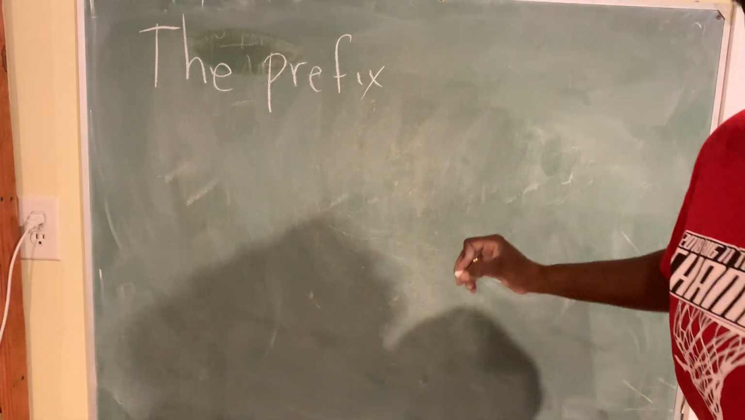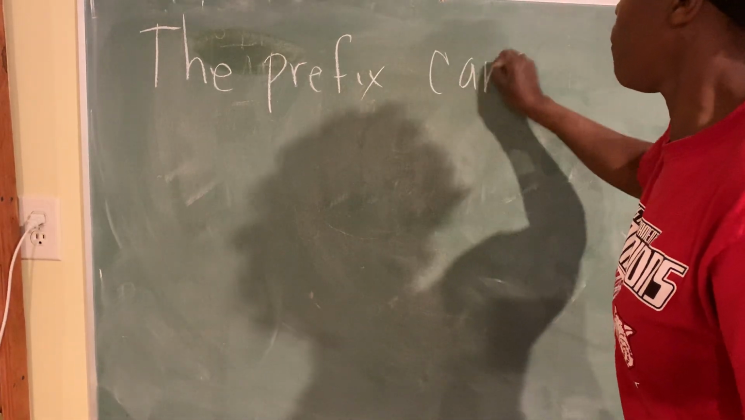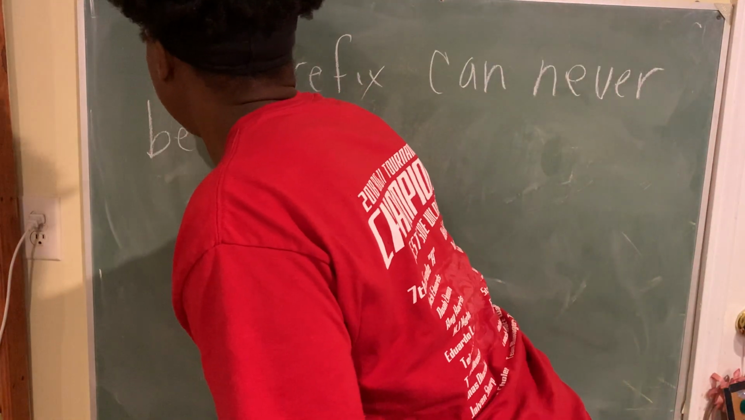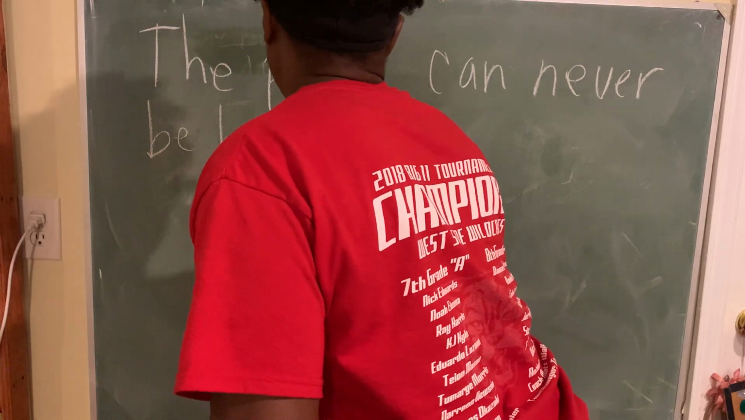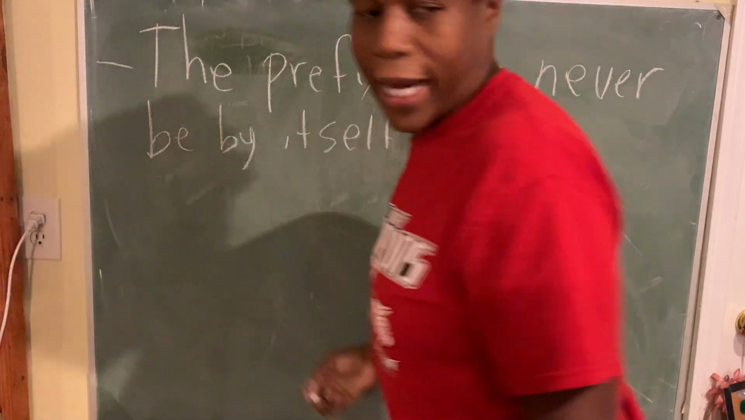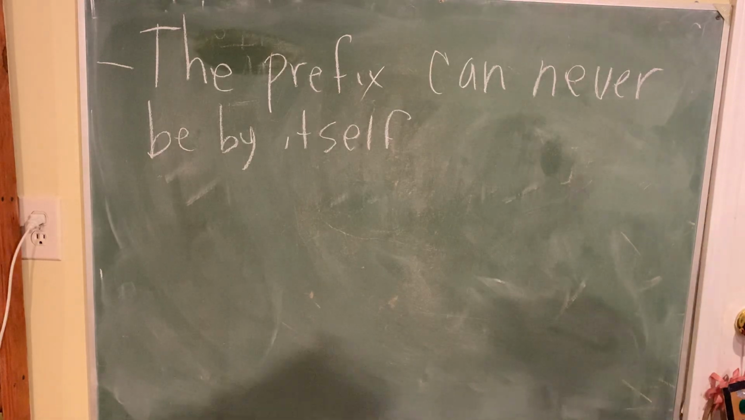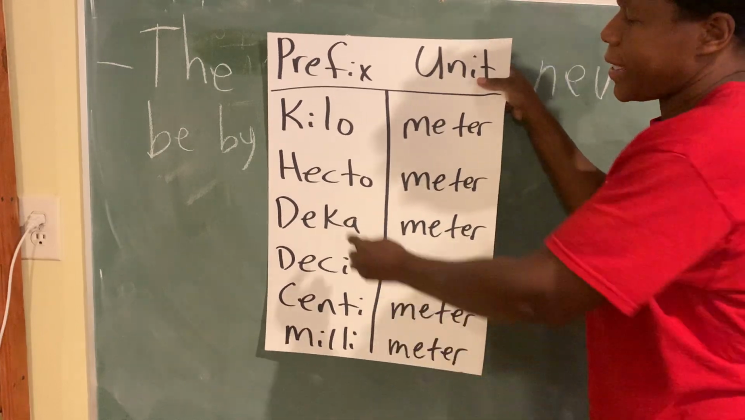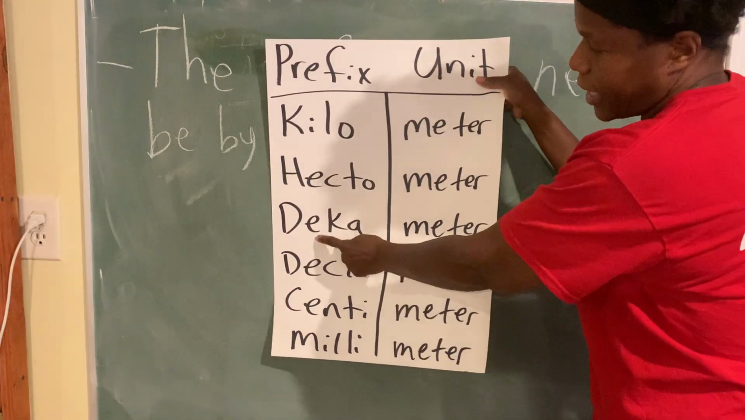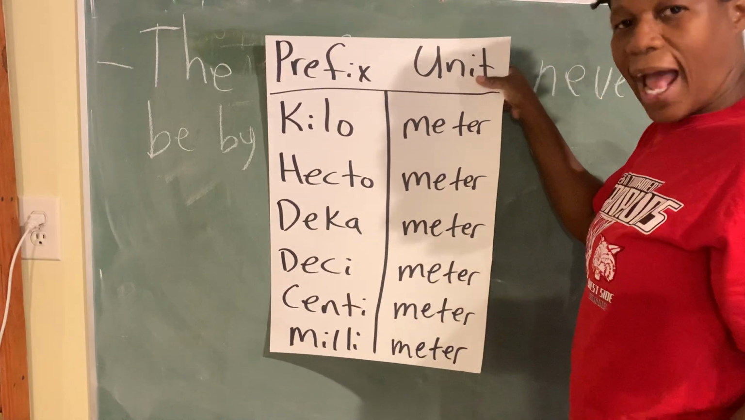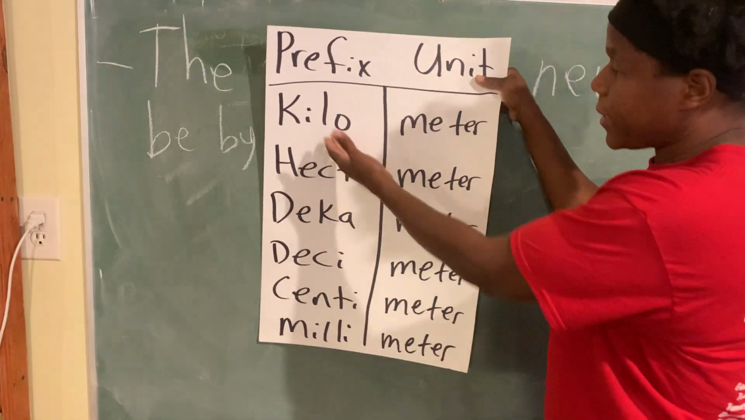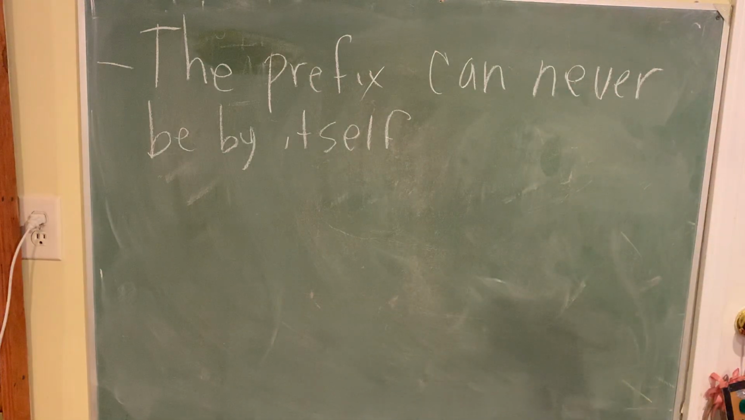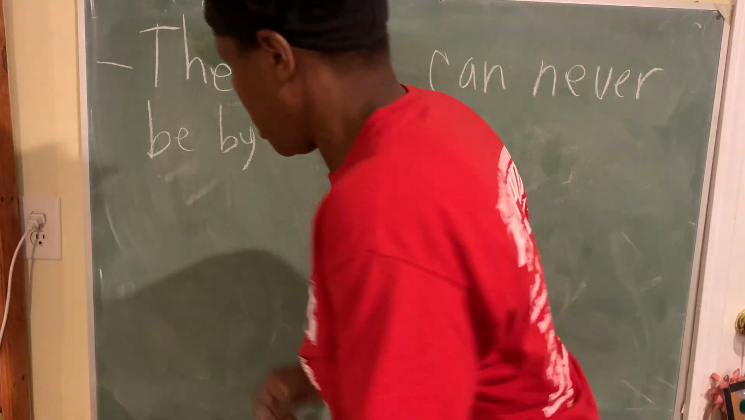You're focusing. Okay. The prefix can never be by itself. That's very important. So I can never have kilo all by itself. It doesn't happen that way. I can't have hecto by itself. It doesn't mean anything. I can't have deca by itself, or deci, or centi, or milli. They have to always be accompanied by a unit, okay? So the prefix can never be by itself.